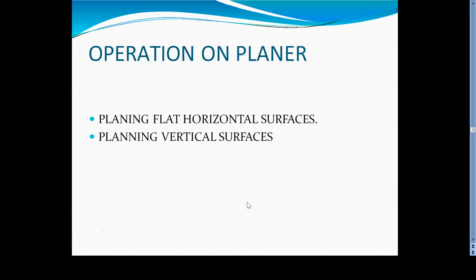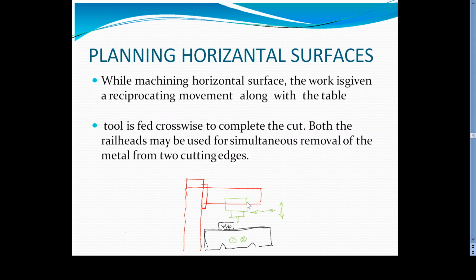Operations on planer: planing flat horizontal surfaces and vertical surfaces. For planing horizontal surfaces, you can see this figure. It's a very simple figure, a rough sketch of the open type planer. This is the cross rail, this is the housing, and this is the tool head. To generate a horizontal flat surface, the tool has to move horizontally.